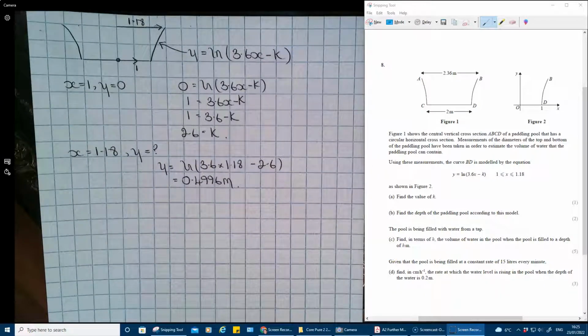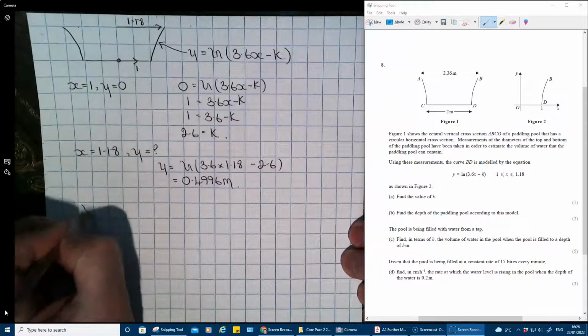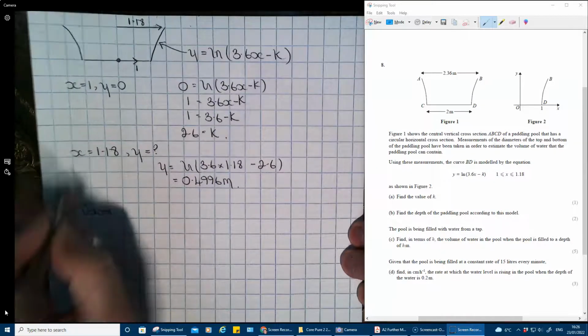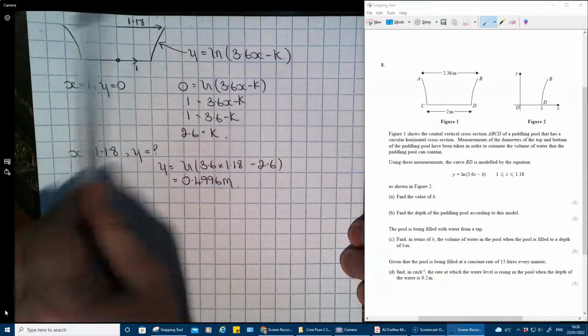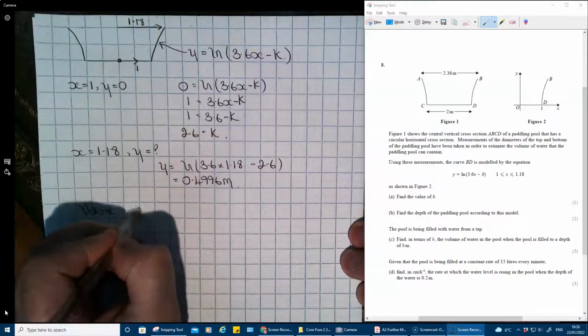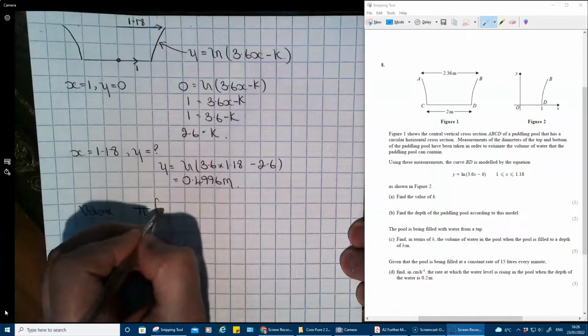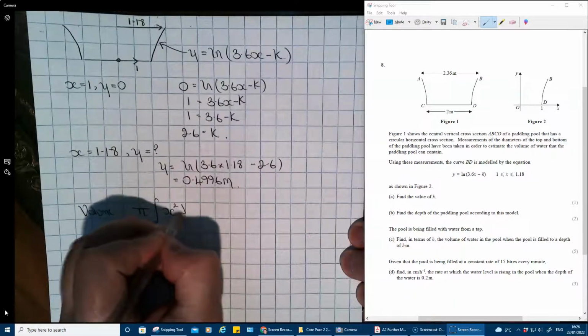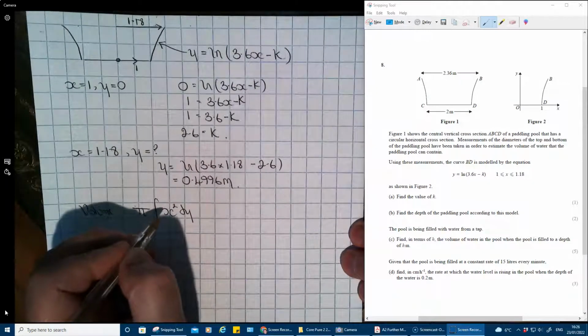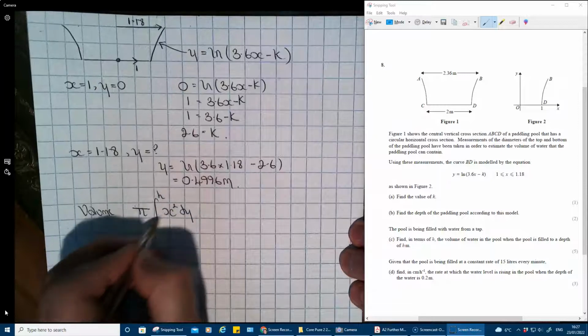Okay, now for the volume. The pool is being filled with water from a tap, and we're asked to find, in terms of h, the volume of the water when it's filled to a depth of h. We're going to effectively rotate this around, so it's pi times the integral of x squared dy, and y goes from 0 to h, the depth.